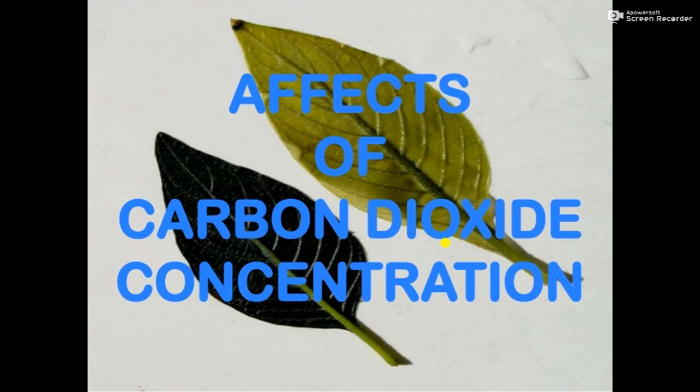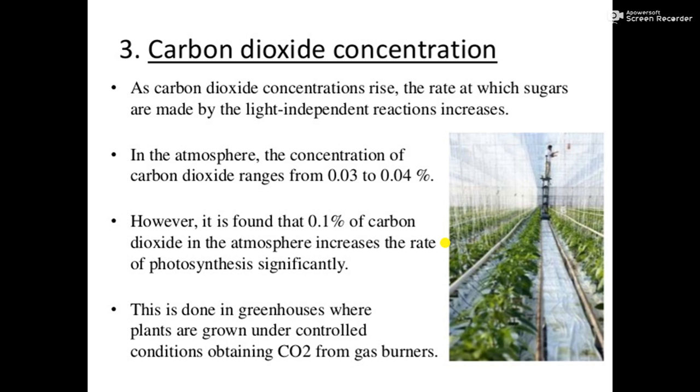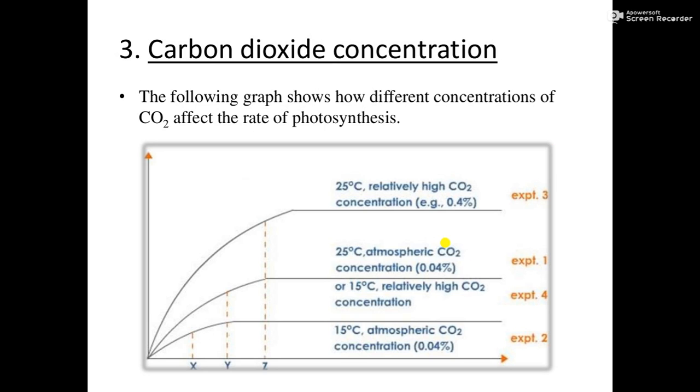Now, the effects of carbon dioxide concentration. As carbon dioxide concentration rises, the rate at which sugars are made by the light-independent phase reaction increases. In the atmosphere, the concentration of carbon dioxide ranges from 0.03 to 0.04%. However, it is found that 0.1% of carbon dioxide in the atmosphere increases the rate of photosynthesis significantly. This is done in greenhouses where plants are grown under controlled conditions, obtaining carbon dioxide from a gas burner.